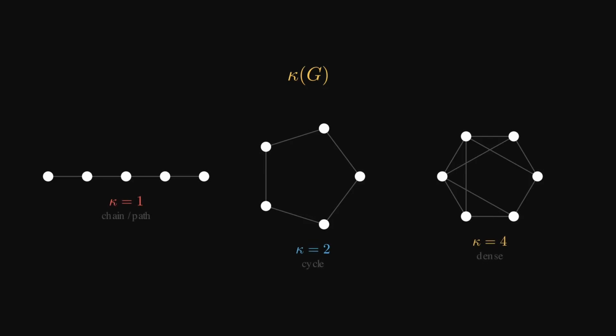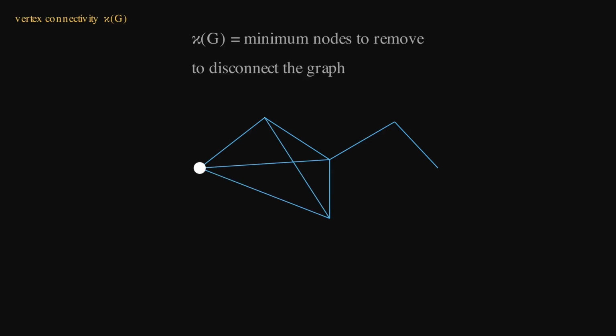First, connected means you can travel from any node to any other by following edges. No teleportation, just edges. Pretty humble definition for something that runs your entire life. Now, the vertex connectivity, kappa of G, is the minimum number of nodes you'd need to remove to break that connection, to split the graph into two isolated islands. Not edges, nodes. Pull out the right nodes, and their edges disappear with them.